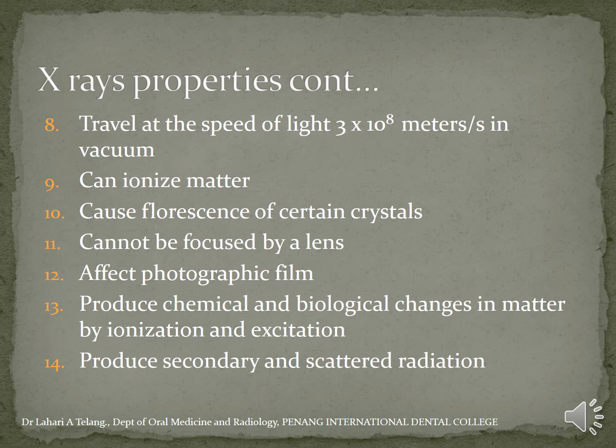Right, so X-ray properties, continuing with it: they travel at the speed of light, which is 3 times 10 to the power of 8 meters per second in vacuum. They can ionize matter, they cause fluorescence of certain crystals, and they cannot be focused by a lens, so they would just pass through the lens. They affect photographic film, and they produce chemical and biological changes in matter by ionizing and excitation. Lastly, they produce secondary and scattered radiation.